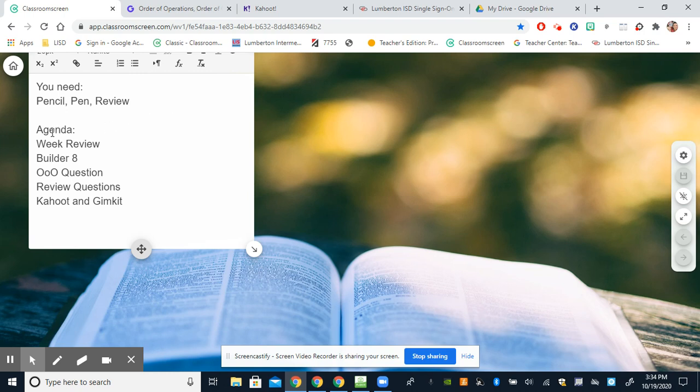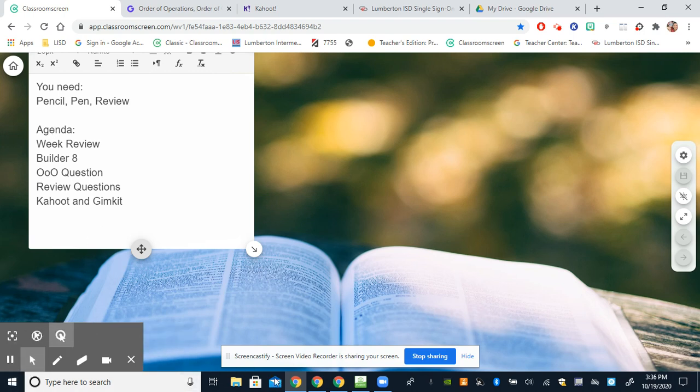On our agenda, we're going to go through what the week entails. Then we are going over our Builder 8. We have some new things that we're going to talk about in Builder 8. And then we have our OOOO, which is our order of operations, and a question that we're going to do. I want you to make sure you're practicing. We're going to have any review questions, and then we're going into our GIM kit. I went ahead and put your link for your GIM kit and your Kahoot on the stream, and I will show you that. Give me one moment.